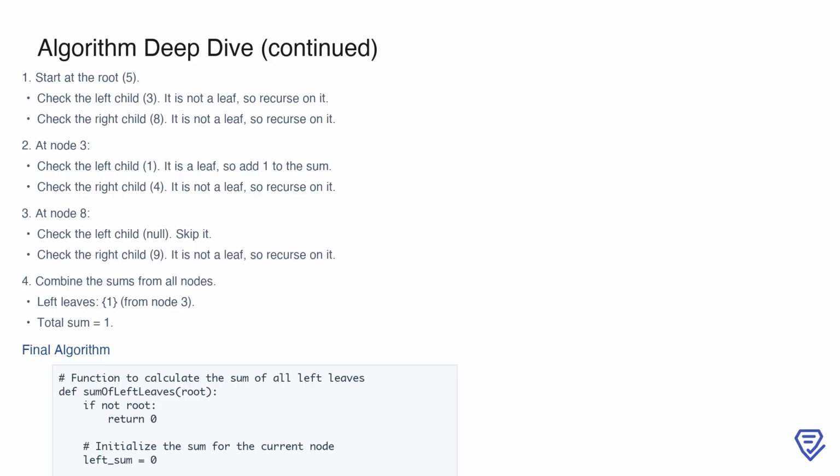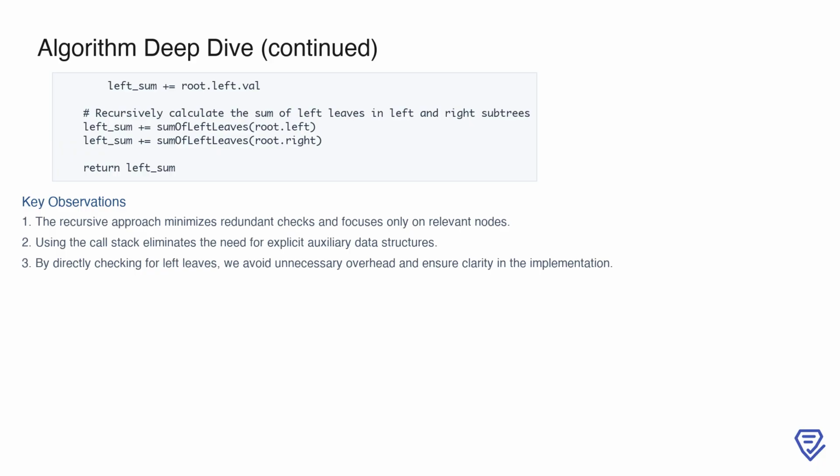The corresponding Python implementation begins with a function that accepts the root of the tree and initializes the sum to 0. If the root's left child is a leaf, we add its value to the sum. Next, we recursively calculate the sum of left leaves in the left and right subtrees by invoking the function on the left and right children. The results from these recursive calls are added to the current sum, and the accumulated total is returned.